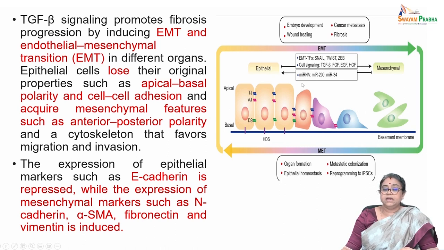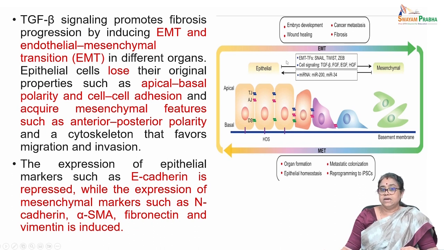And epithelial to mesenchymal transition is not just in cancer. It is a normal process in the body during embryonic development, wound healing, cancer metastasis and fibrosis. So, this is a phenomenon which normally occurs in the body. But in case of cancer, as I mentioned, the whole process is very similar to that of wound healing. There is EMT which happens, which helps the cells to metastasize.